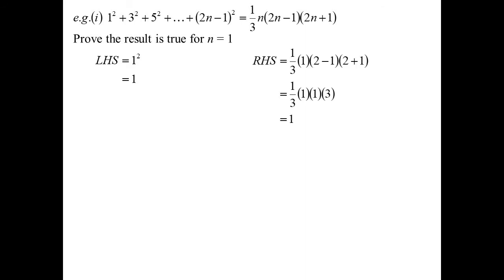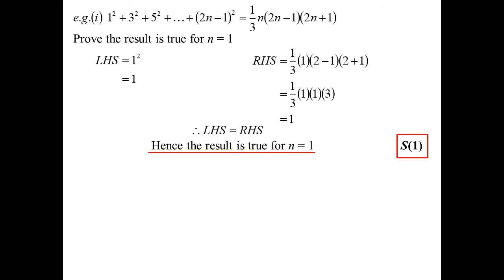So the first condition I want to meet is true for the first case, so n equals 1. Well, the left-hand side is 1 squared, which is 1. The right-hand side would be 1/3 of 1 times (2 minus 1), which is 1, times (2 plus 1), which is 3. 1/3 of 3, and that is also 1. So yep, the left-hand side does equal the right-hand side, hence it must be true for that first case. By the way, you wouldn't normally write that, but I'm just noting here, okay, I've got S1 sorted.